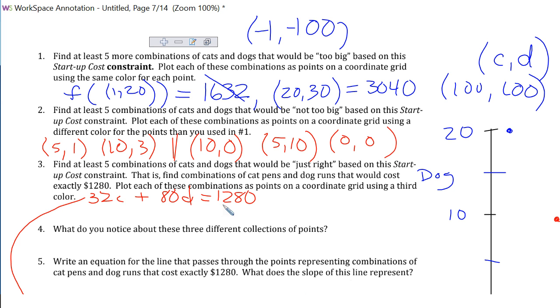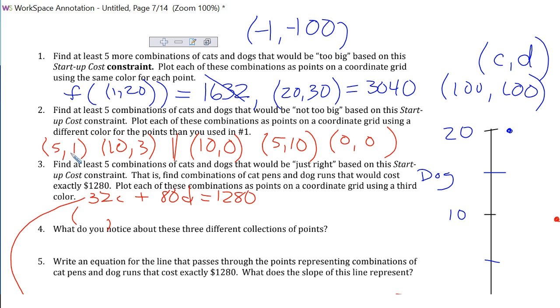$12.80 minus 32C divided by 80. Okay, so now what we're going to do is pick a value for C.